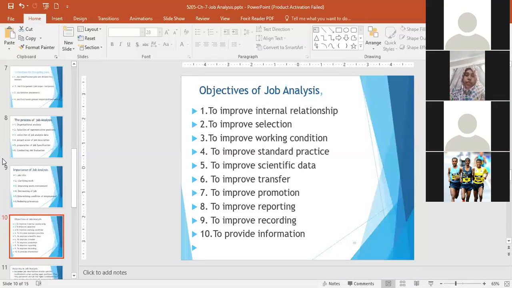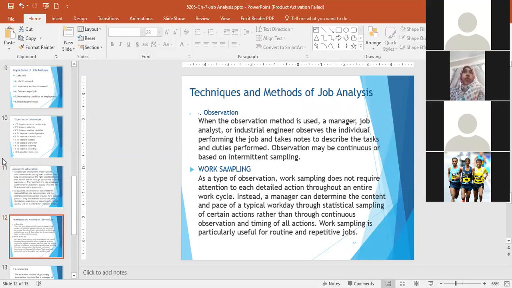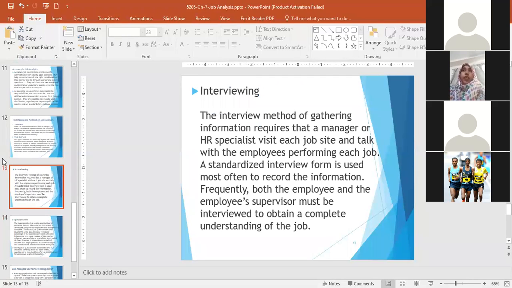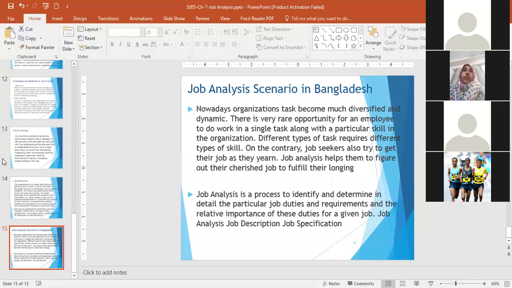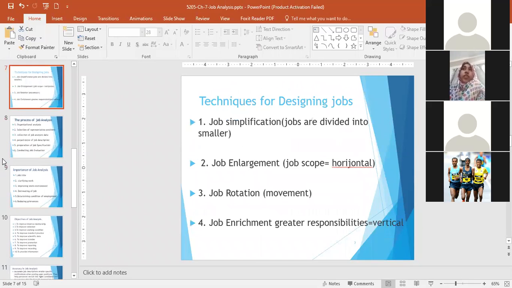Okay, so next class inshallah we will discuss the accuracy in job analysis. Why it is important for accuracy in job analysis, and then we will discuss the techniques and methods of job analysis, such as interview and questionnaire. And last we will discuss the job analysis scenario in Bangladesh. Then inshallah next class we will finish this chapter.